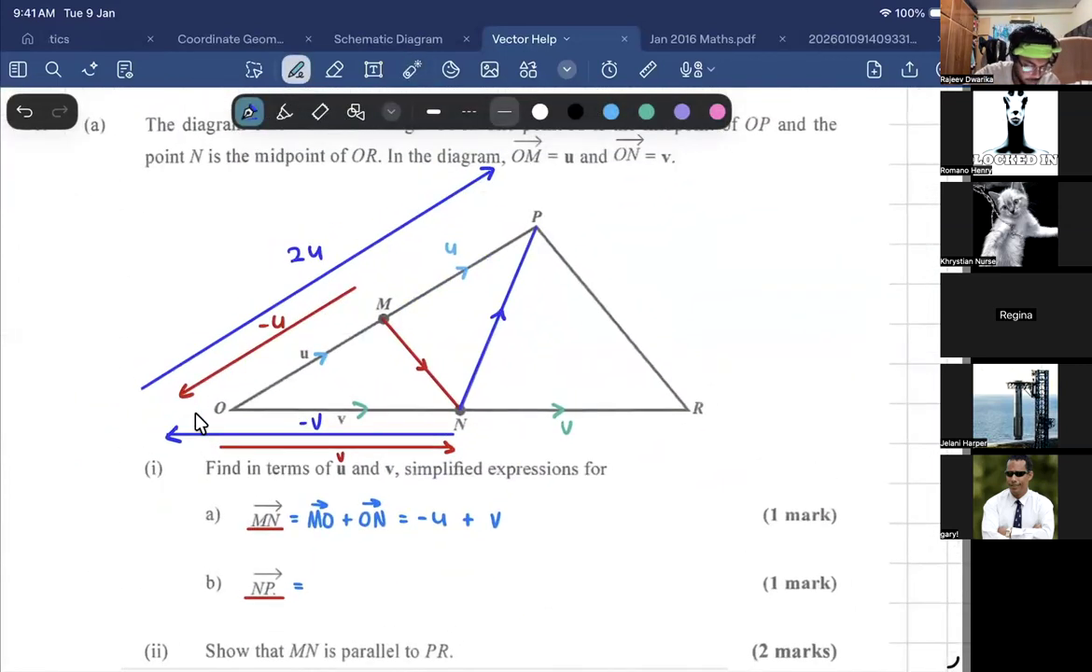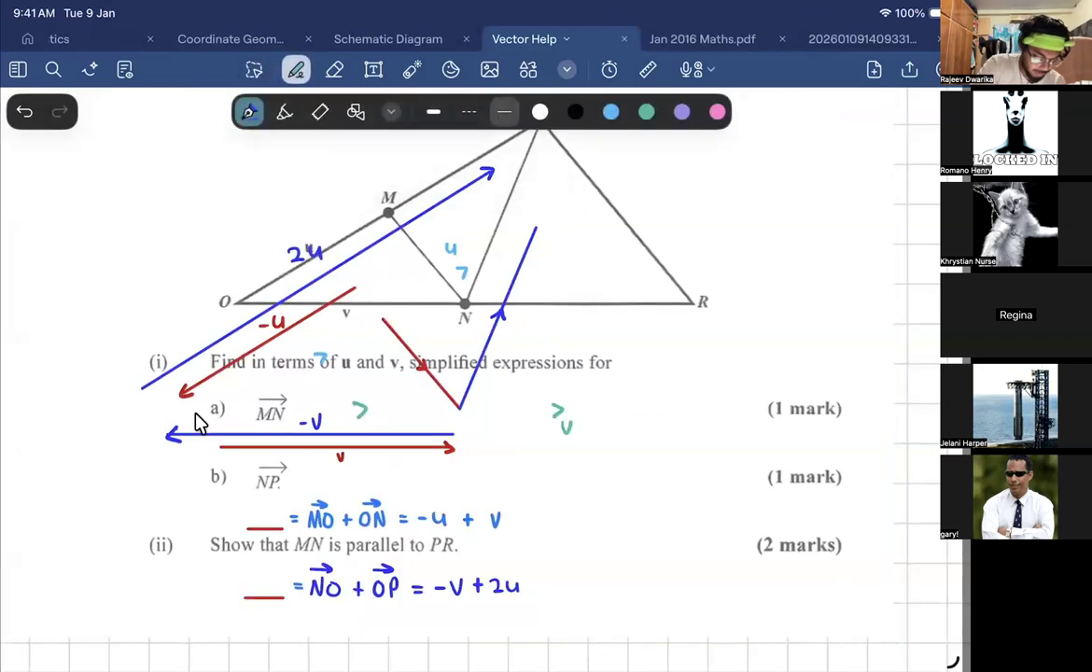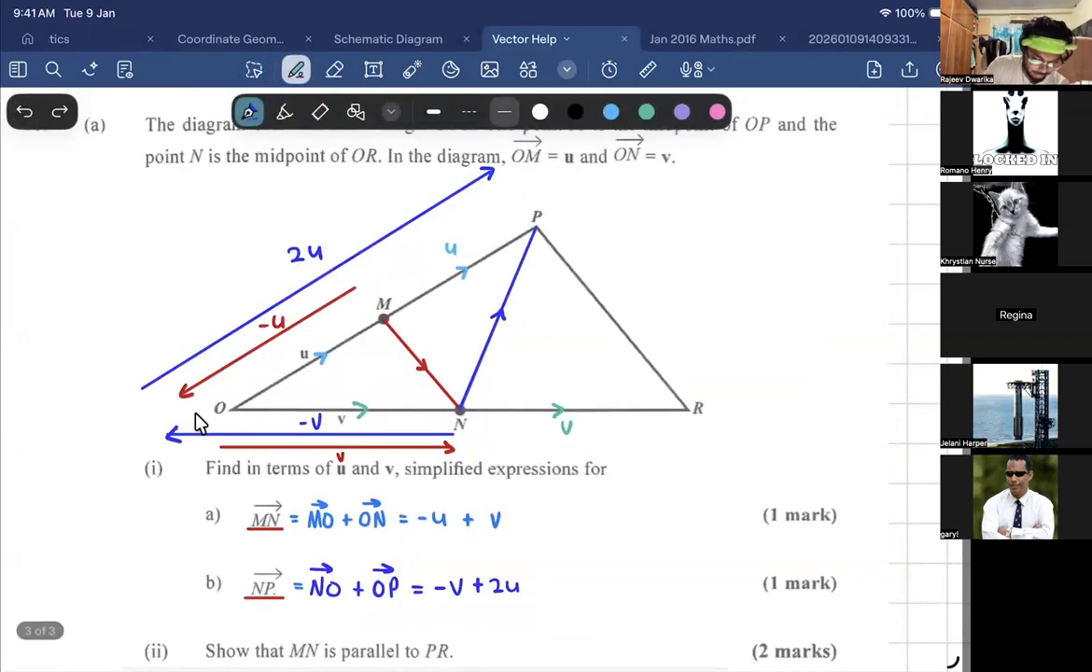So NP is just going to be, if you want, you could write it with full working. That would be N to O plus O to P, which equals minus V plus 2U. Guys, we're feeling good so far with this question? Yes, sir. It's just directions. It could also be written as 2U minus V.